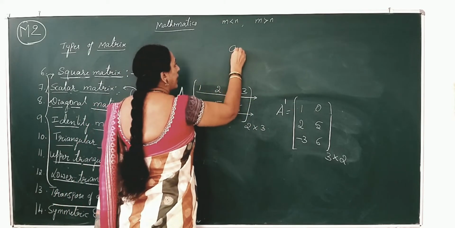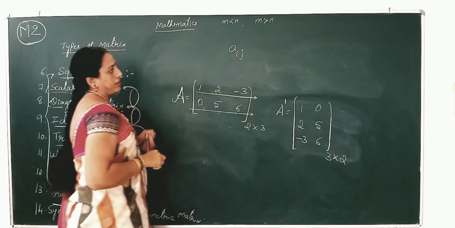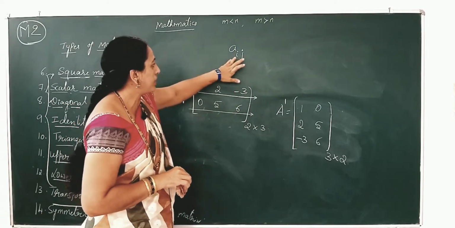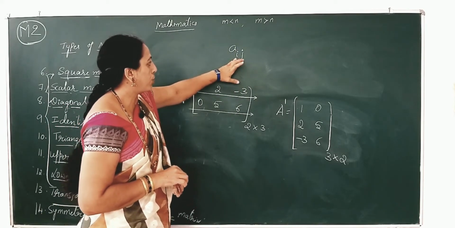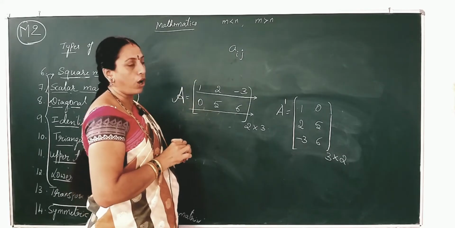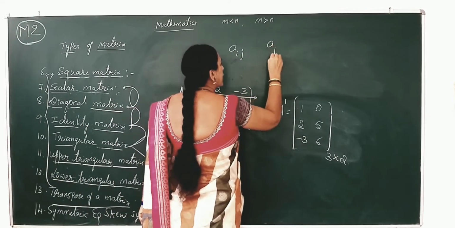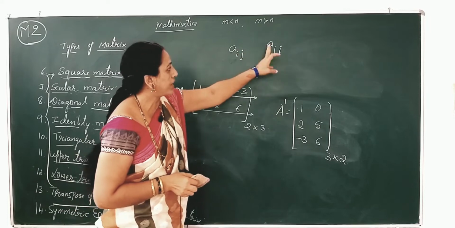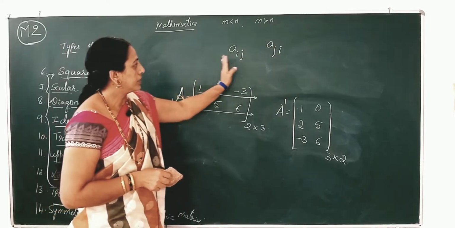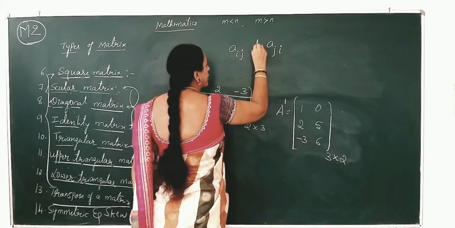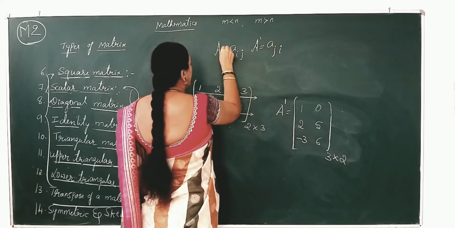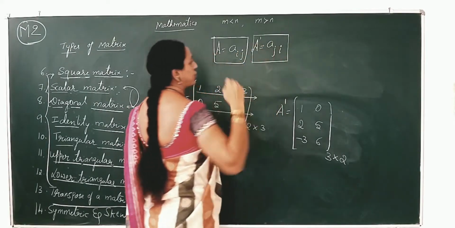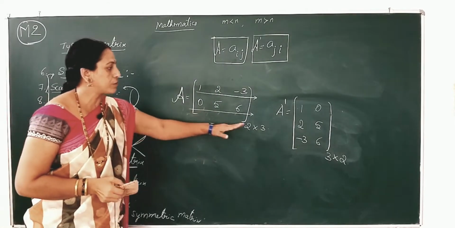Now generally, a_ij are the elements of the matrix. In the last classes we mentioned the general element. In a_ij, i represents the row and j represents the column. It can also be written in the form a_ji, meaning that where i is, we put j, and where j is, we put i. That is called an element of A dash, the transposed element. A is equal to a_ij, then A dash is equal to a_ji. That is the definition of the transpose of a matrix.